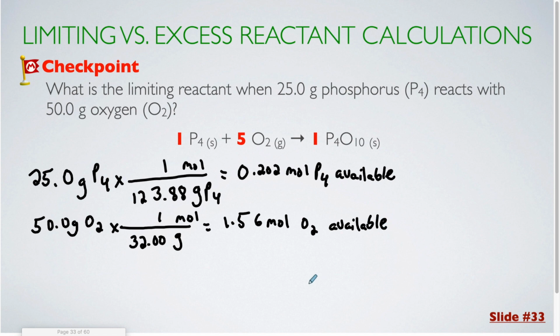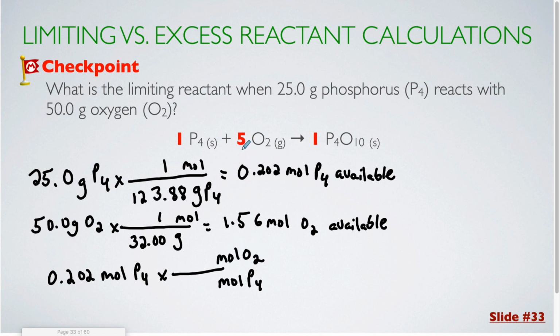All right, next, I'm going to pick one of these two values, I'm going to use the 0.202 moles of phosphorus, and I'm going to convert that to moles of my other reactant, in this case oxygen. So moles of phosphorus on the bottom, moles of oxygen on top. Based on my balanced equation, there are 5 oxygens that are needed for every 1 phosphorus. So this is 5 over 1. When I multiply across, I can see that I have 1.01 moles of oxygen, which are required.